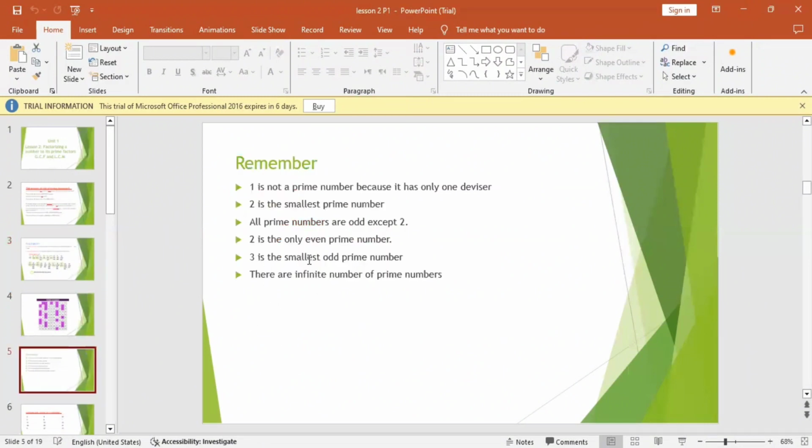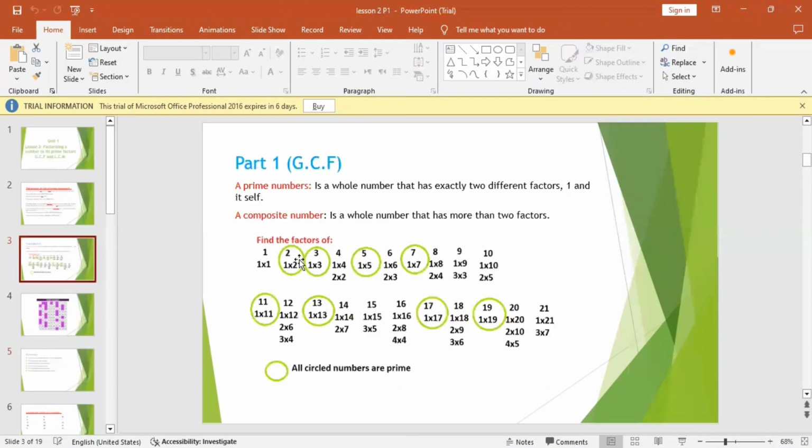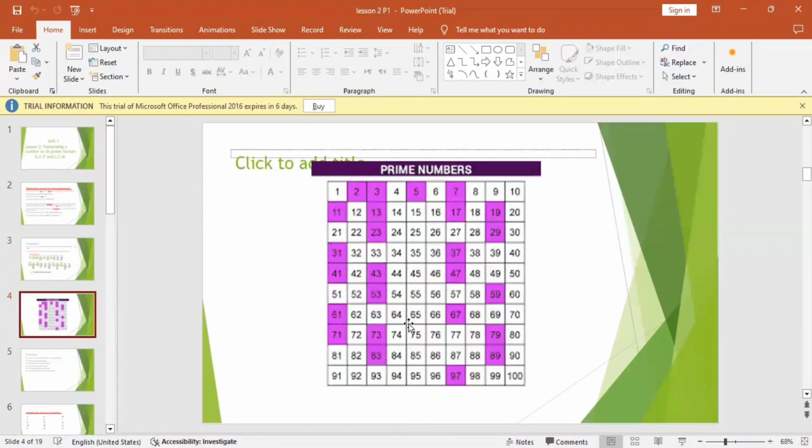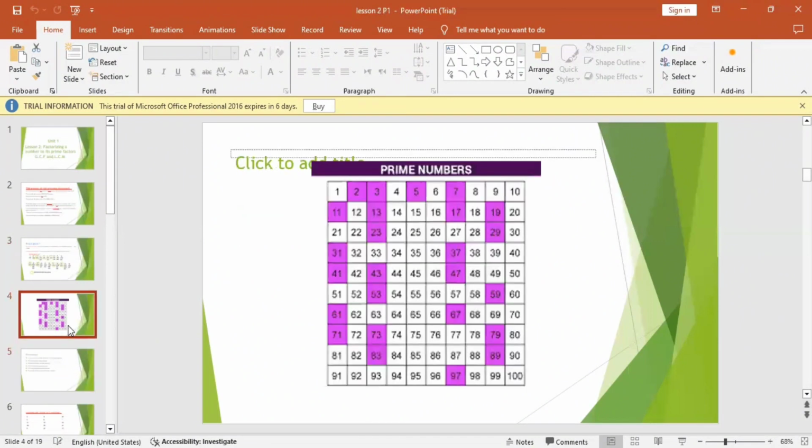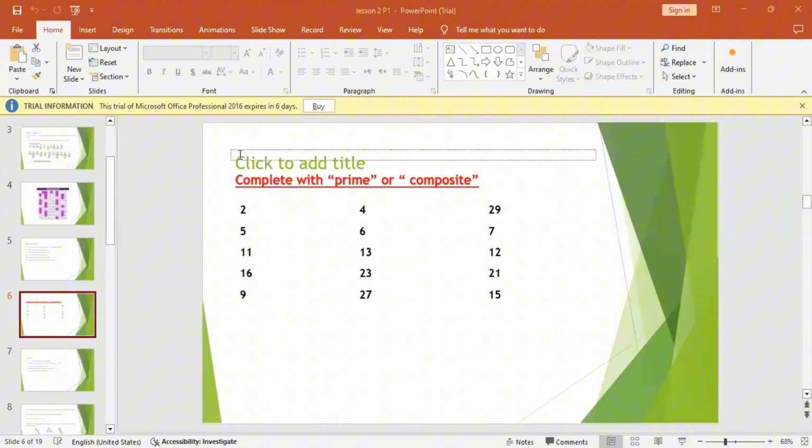3 is the smallest odd prime number. And if I look at this chart, all of these are odd. The smallest one is number 3. There is an infinite number of prime numbers. This is up to only 100. But if I continue, I have an infinite number of prime numbers.